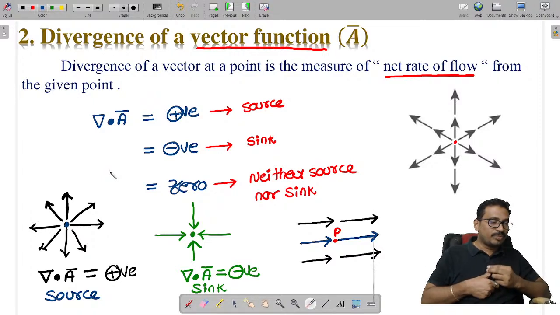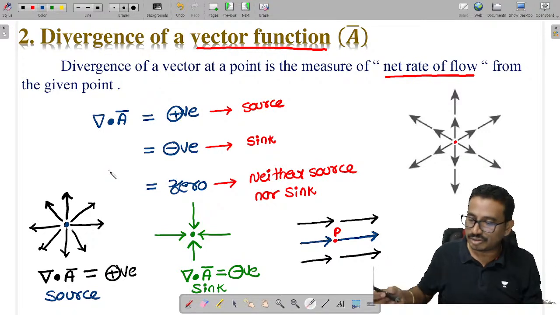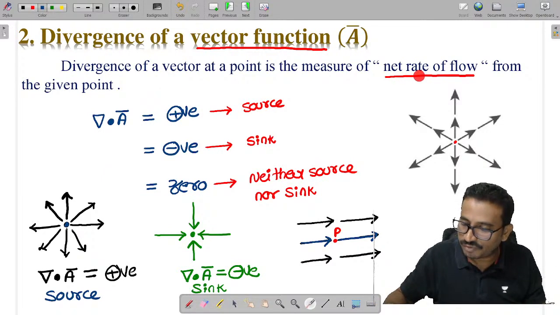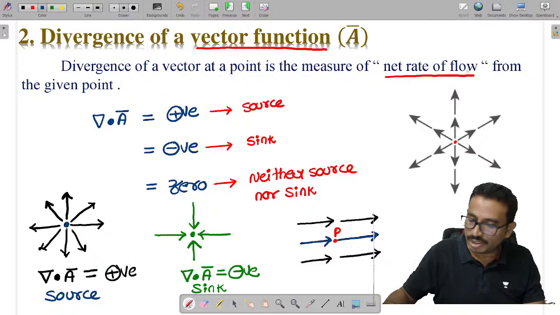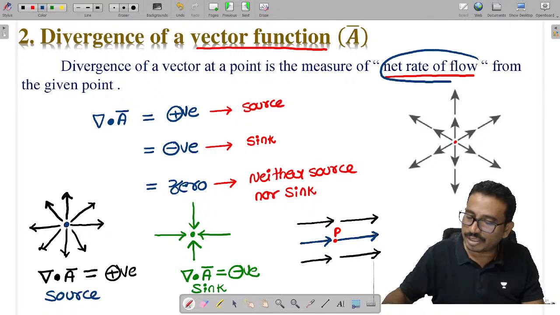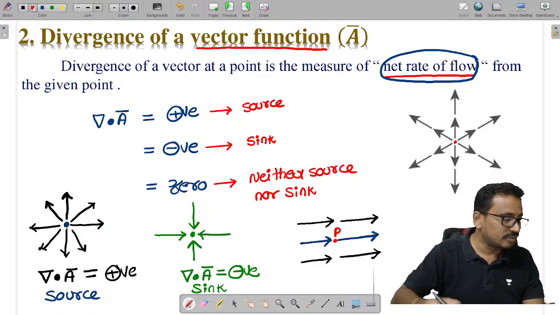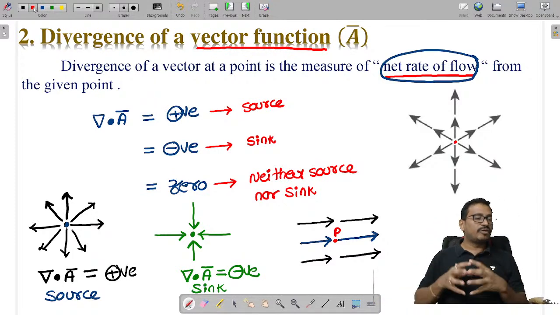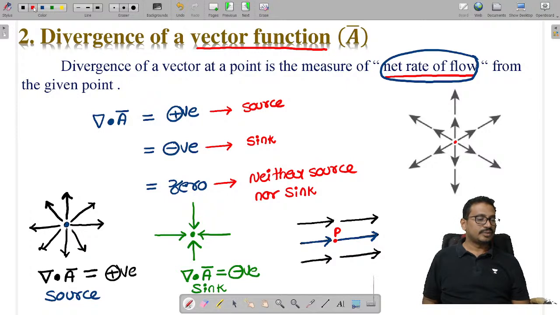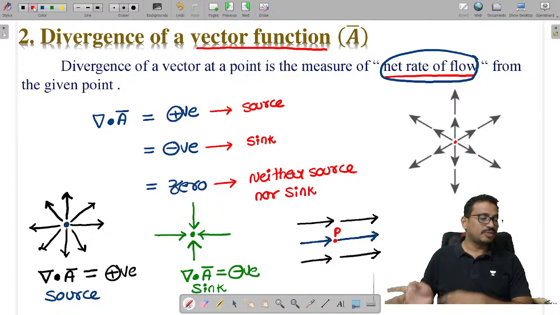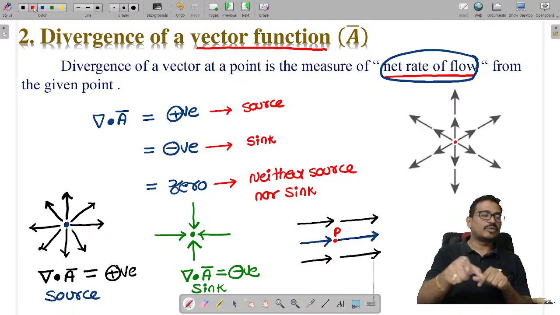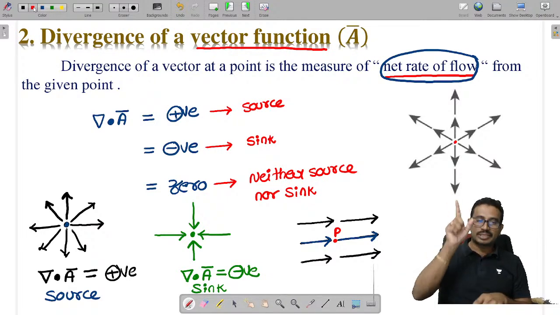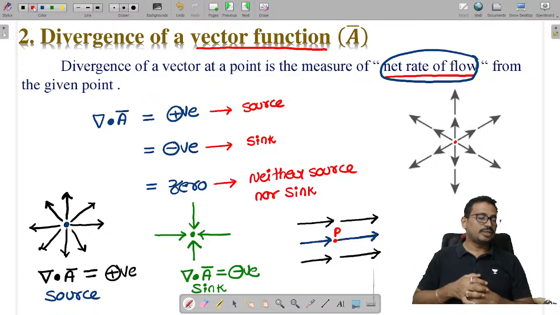So that is the physical meaning. It is not just flow. What does divergence mean? What is the net flow? Divergence is the net flow from a given point, right? We can't just see one side, we need to see both sides, then we can conclude whether that is a source or a sink or neither source nor sink. That is the thing you have to see.